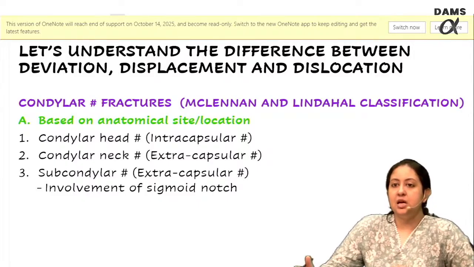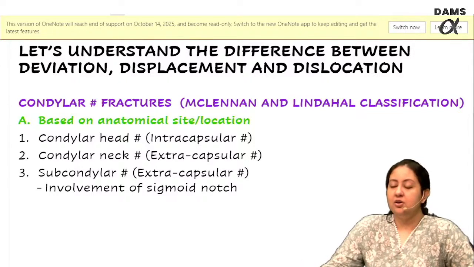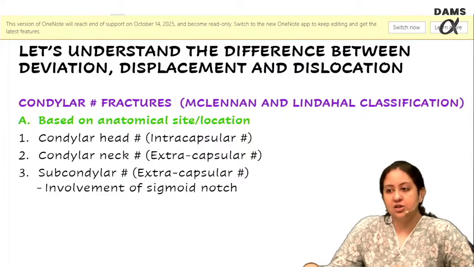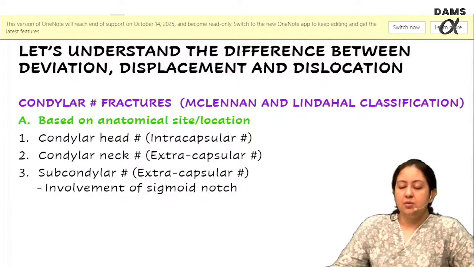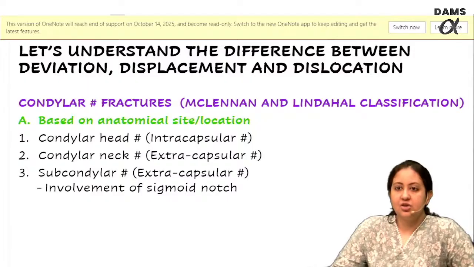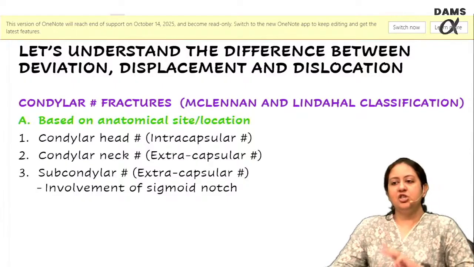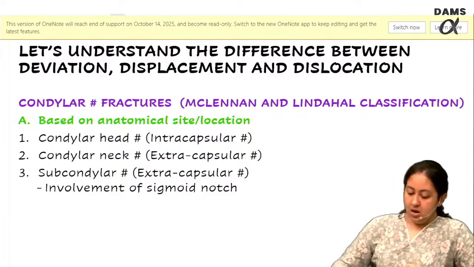Now when we are talking about deviation, displacement and dislocation, it is usually in relation to the TMJ, or in relation to the condyle, and that too a fractured condyle. To understand these three terminologies and the difference between them, we need to look at the classification of condylar fractures, especially the one given by McLennan and Lindahl. This classification has three components to it. The first one is based on anatomic site or location.